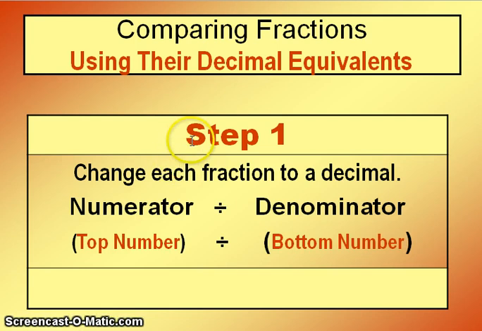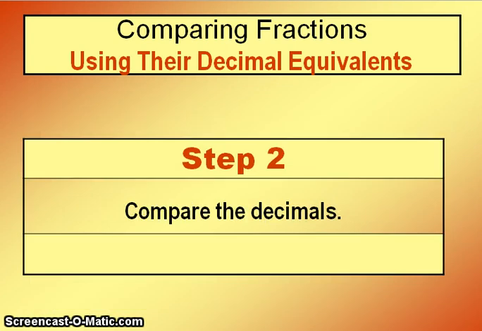Okay, so step one in going from comparing fractions to putting it in decimals is to divide the numerator by the denominator. The numerator is the top number, the denominator is the bottom number. Step two, we compare the decimal answers that we get after we do this.